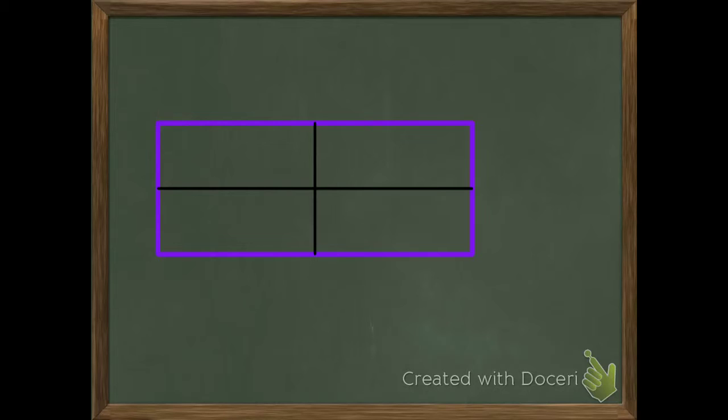Let's look at this problem here. Let's say that the problem is we need to count how many rectangles there are. That's a big problem. Let's break it down into small steps. The first step is let's just see how many rectangles there are that are just like this. So I look and I count 1, 2, 3, 4. There are 4 rectangles that look just like that.